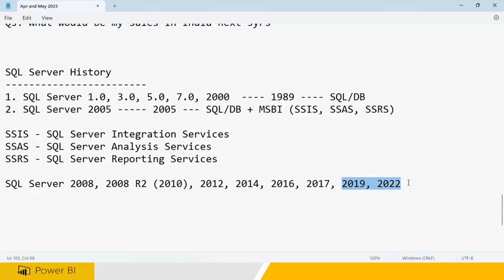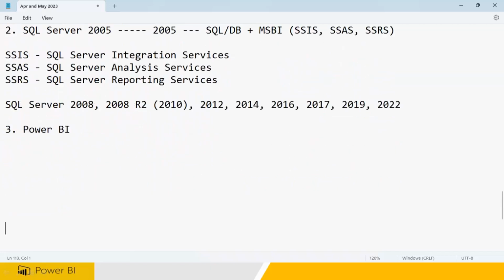If you install this, you will be able to get SQL, SSIS and SSAS. Anyhow, we're not going to be using this now. So we will be installing this version, and after that you will also install Power BI. Power BI also we will be able to install.